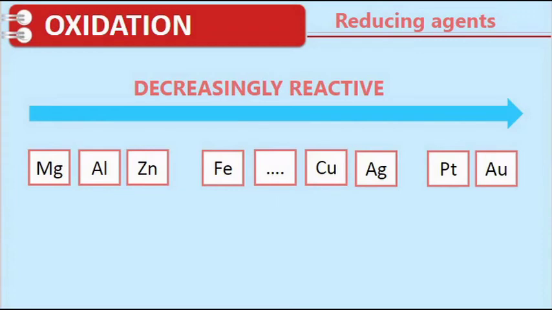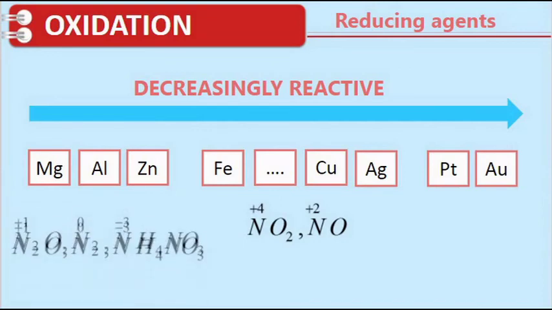For example, if nitric acid reacts with weak reducing metals like iron and copper, it produces nitrogen dioxide and nitrogen monoxide. On the other hand, when nitric acid reacts with strong reducing metals like aluminum, zinc, or magnesium, we get dinitrogen oxide, nitrogen gas, and ammonium nitrate.